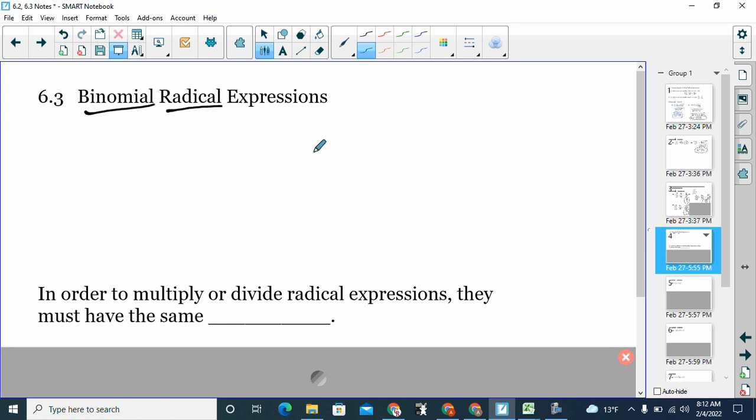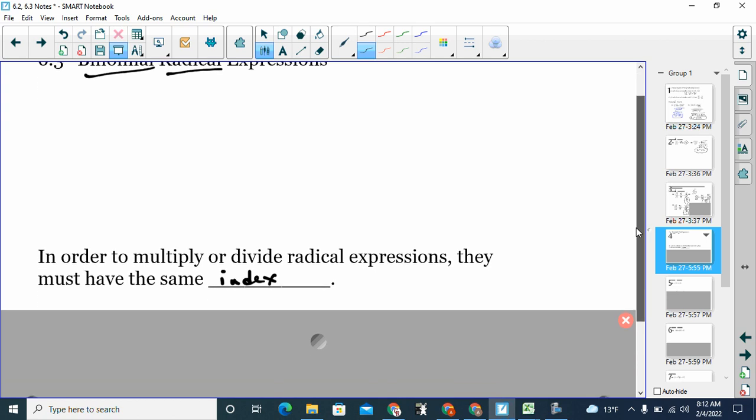In order to do so, remember they need to have the same index. It's got to be a square root times a square root, or a cube root times a cube root, or a ninth root times a ninth root. If they don't have the same index, we can't simplify it in any way. But the radicands do not need to be the same.